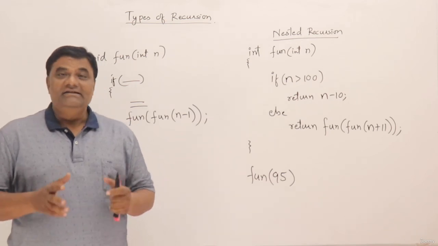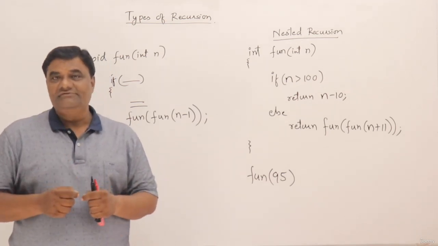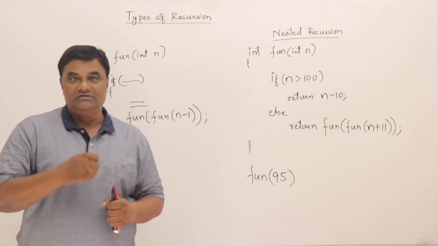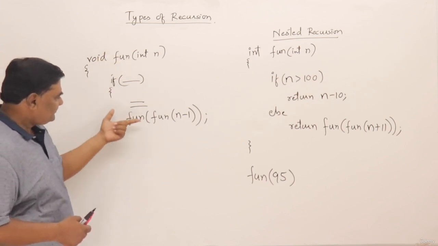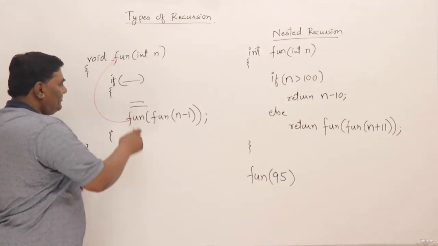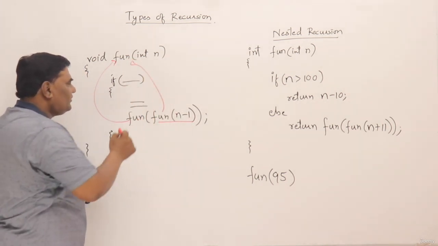Let us look at nested recursion. In a nested recursion, a recursive function will pass a parameter as a recursive call. See, here is a recursive function and it is calling itself, so it is recursive. But what is the parameter? The parameter itself is a recursive call.